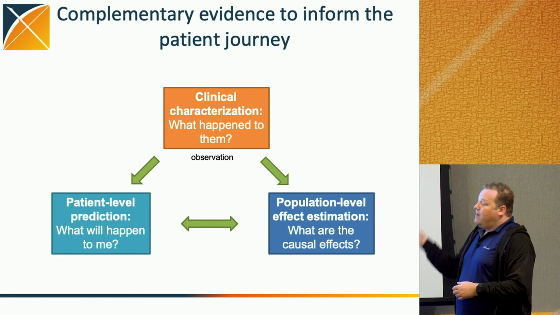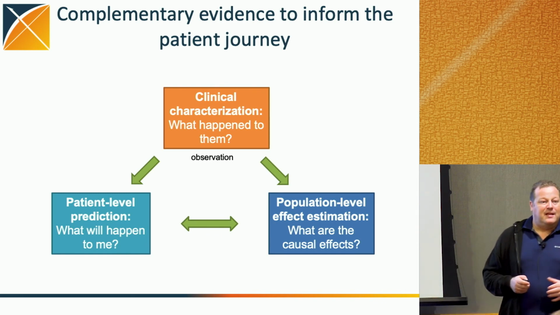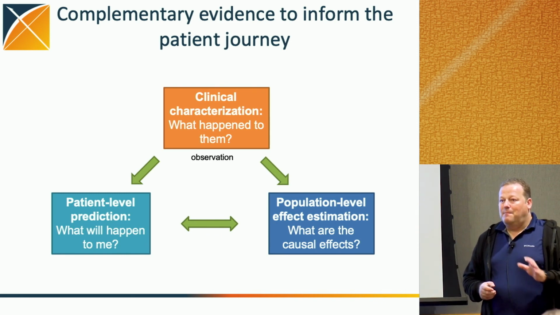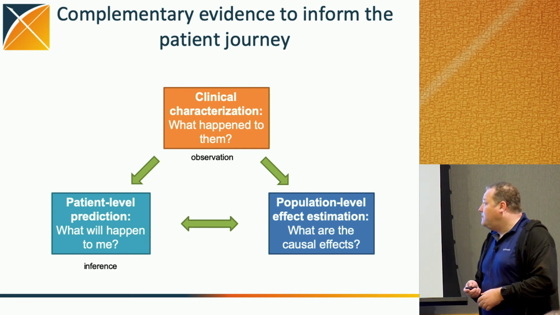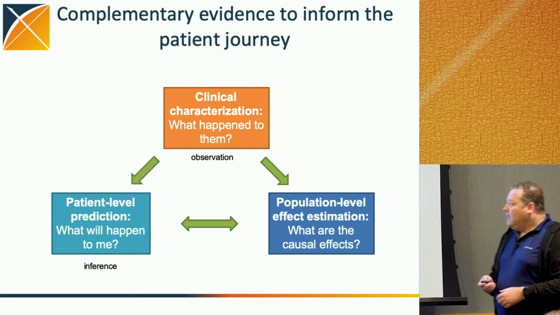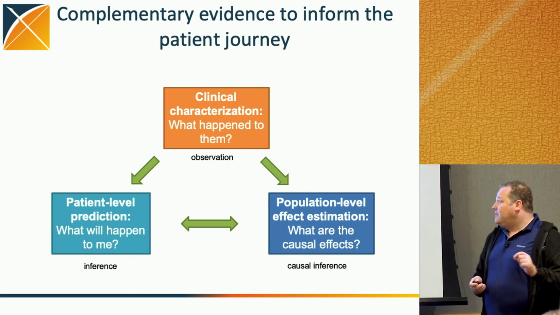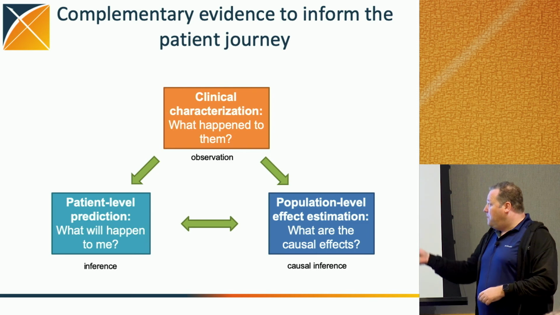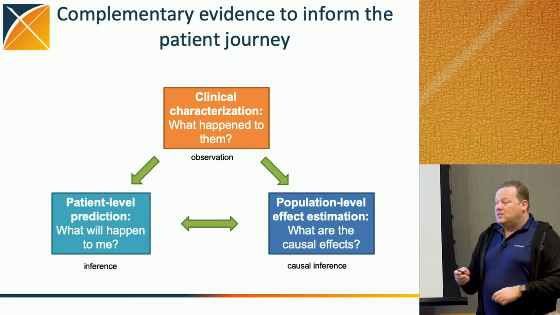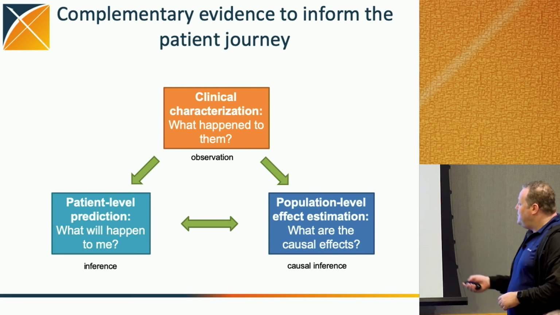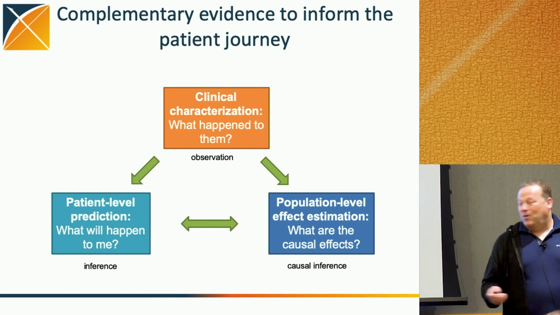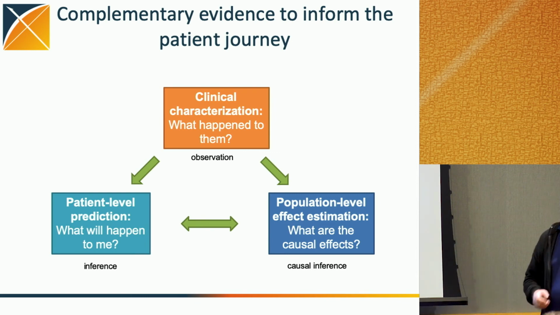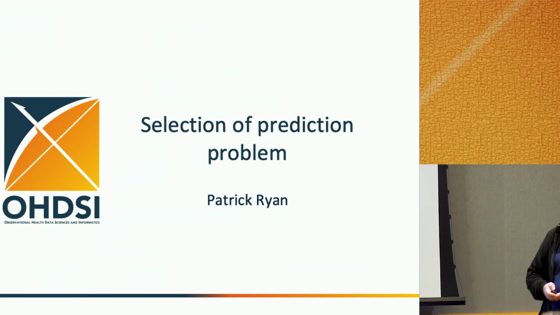So in OHDSI, we have working groups that focus on these three basic data science questions. So clinical characterization, what happened to them? Observation. Inference is patient-level prediction, and causal inference is population-level effect estimation. So if you're interested in observation or causal inference, you're in the wrong class. Right? This is all about inference. What will happen to me? Now you know all my data.